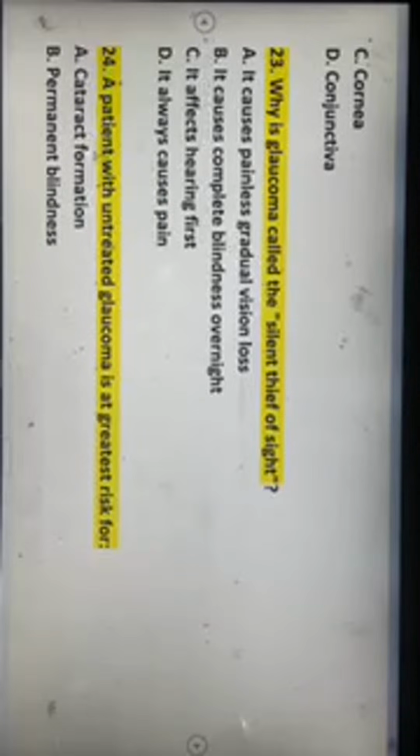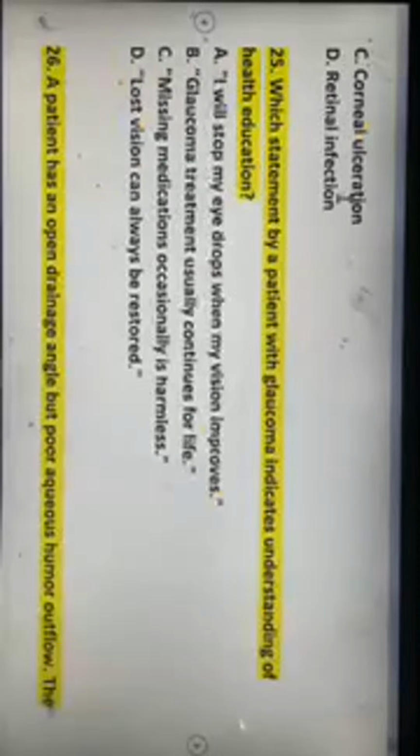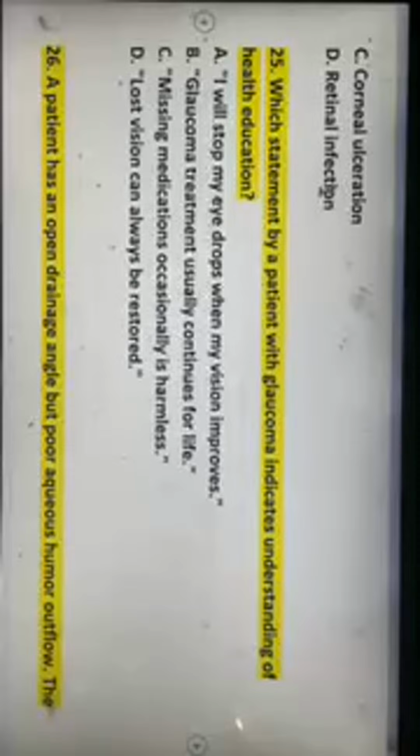A patient with untreated glaucoma is at the greatest risk of A. Cataract formation, B. Permanent blindness, C. Corneal ulceration, and D. Retinal infection. So, what is your right answer? The right answer is what? Permanent blindness. Glaucoma leads to what? Permanent what? Blindness.